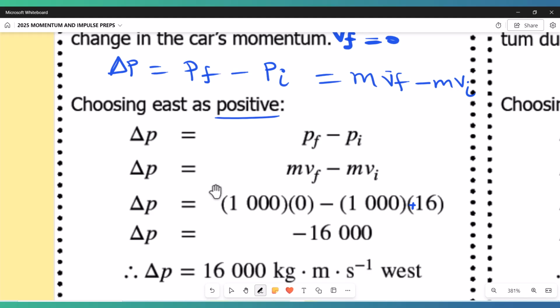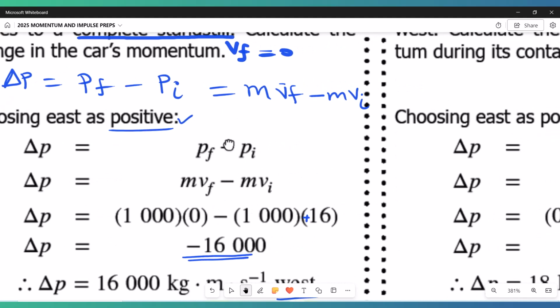So with our calculator, it's going to give us negative 16,000. But because momentum is a vector, this negative must be explained. That's why in our answer, we should say that the change in momentum is 16,000 kilogram meters per second west. Why do we say west? Because we chose east as positive. I hope we are together.